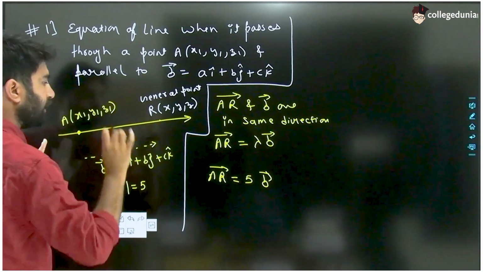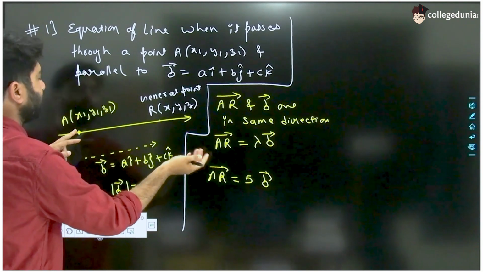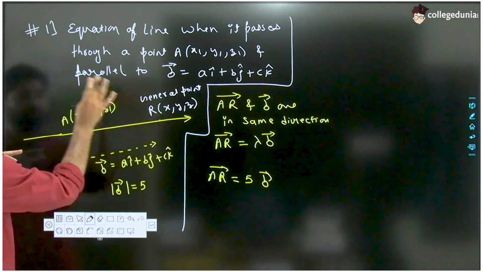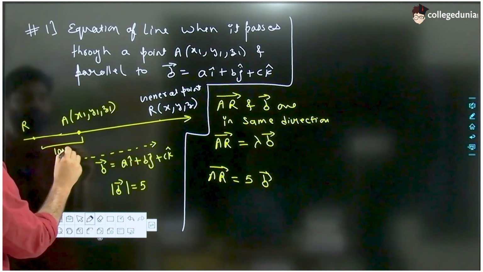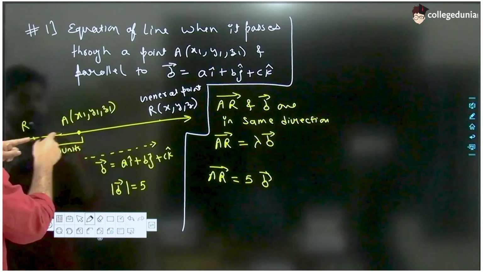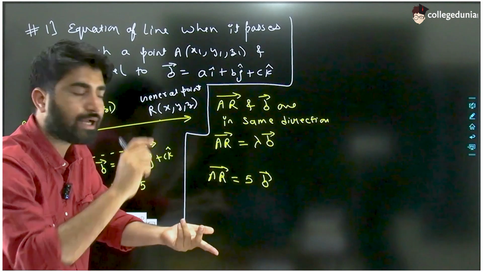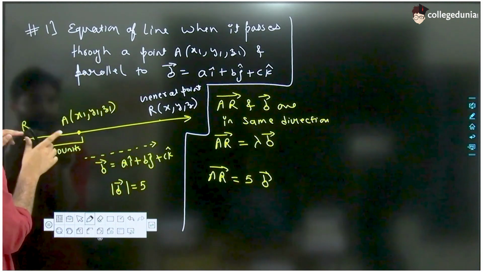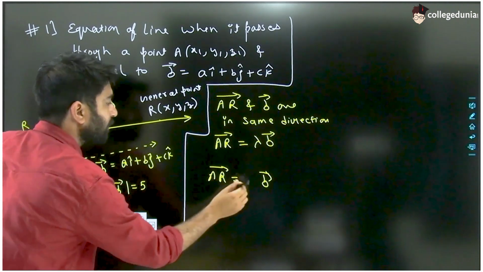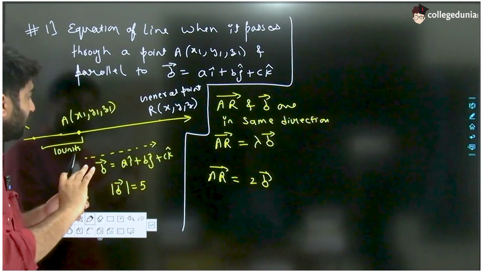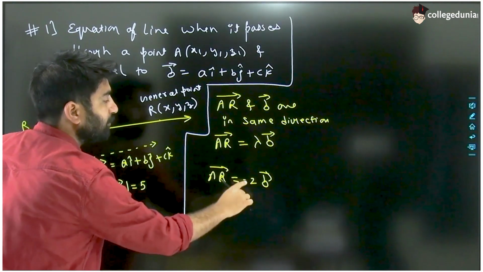Suppose the distance between A and R is 10 units, but this R is not on the right side of A. This R is on the left side of A. And now this distance is 10 units. But in this case, vector AR and vector B have opposite directions. They are anti-parallel, right? So in that case, since the magnitude of AR is 10 units and the magnitude of B is 5 units, AR will be twice B. But since they have opposite directions, they are anti-parallel, in that situation, this lambda will be -2.